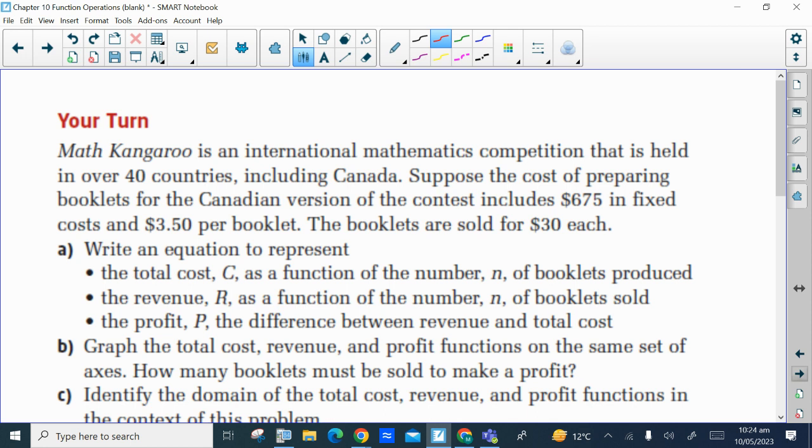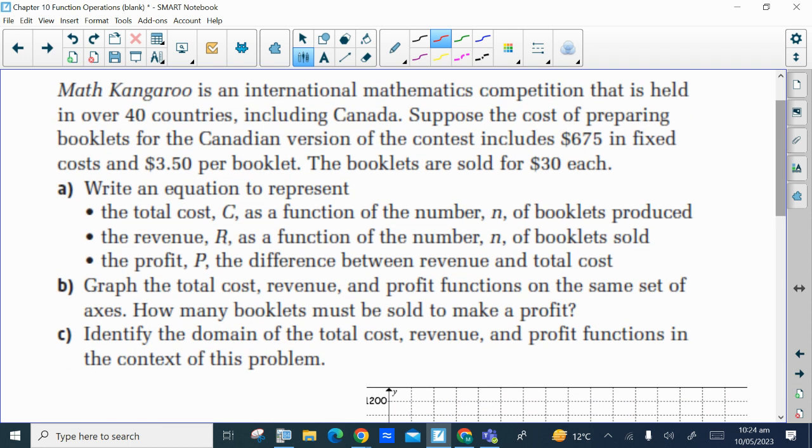Math Kangaroo is an international mathematics competition that is held in over 40 countries, including Canada. Suppose the cost of prepping booklets for the Canadian version includes $675 in fixed costs and $3.50 per booklet. The booklets are then sold for $30 each. So we want to write an equation to represent the cost as a function of the number of booklets n, the revenue also as a function of the number of booklets n, and same with the profit.